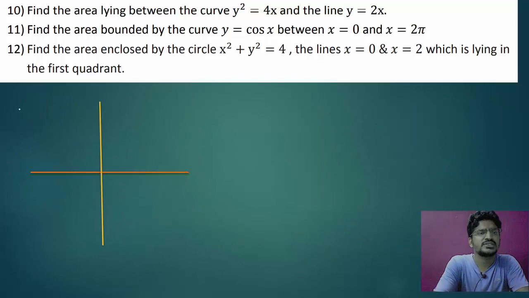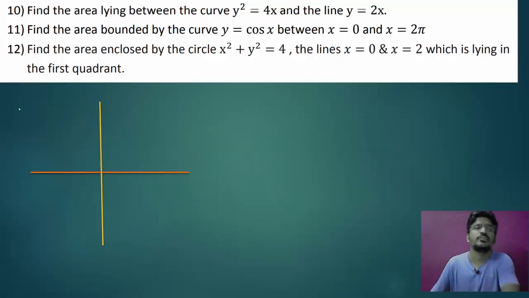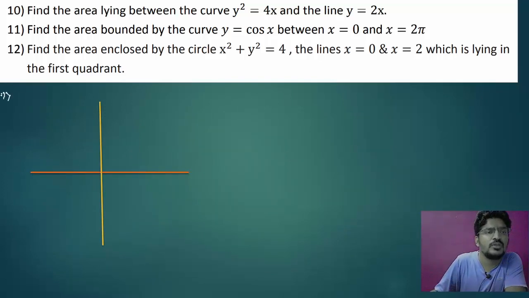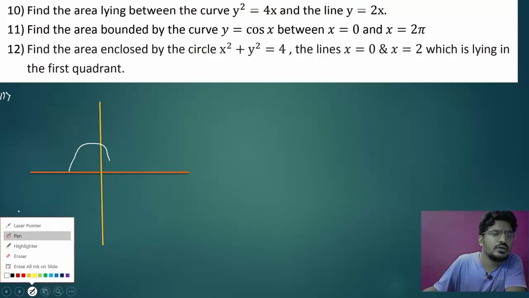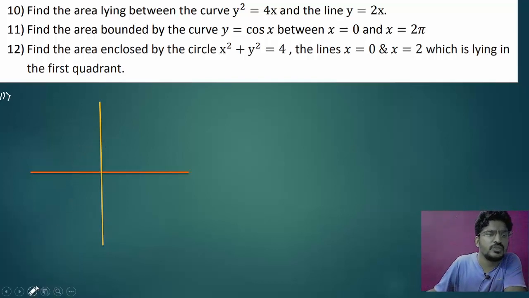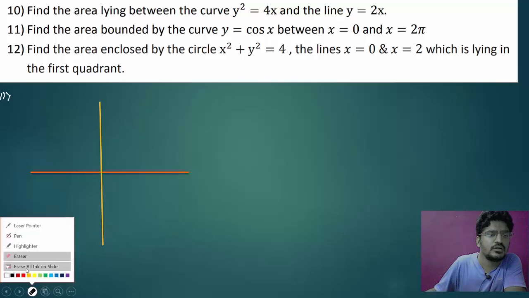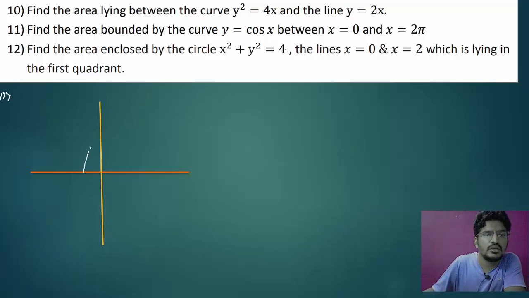Okay. Next, let us go for the 11th problem. See, this is the 11th problem. Area bounded by y equal to cos x. See, this is the curve of cos x. Curve of cos x is going to be given by like this. Okay, this is the curve of cos x, 0, and this is 90.